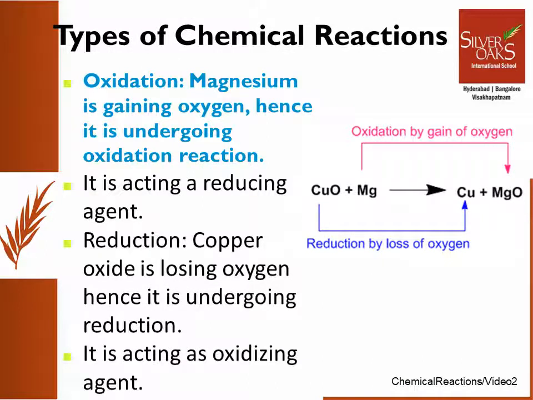Here is an example of redox reaction. Copper oxide plus magnesium gives copper and magnesium oxide. Copper oxide is changing to copper. From copper oxide, oxygen is getting removed, so it is undergoing reduction and acting as an oxidizing agent. Magnesium is changing to magnesium oxide. Hence, since oxygen is being added to the magnesium, it is undergoing oxidation and it is acting as reducing agent.